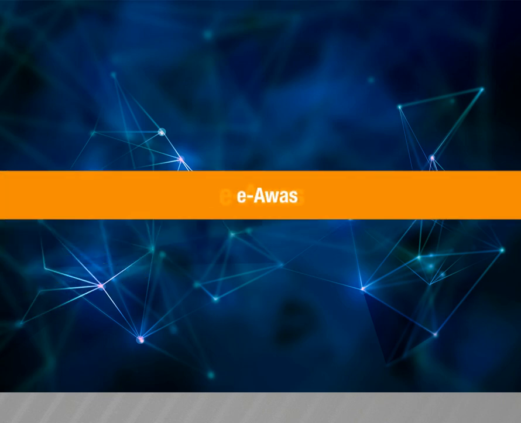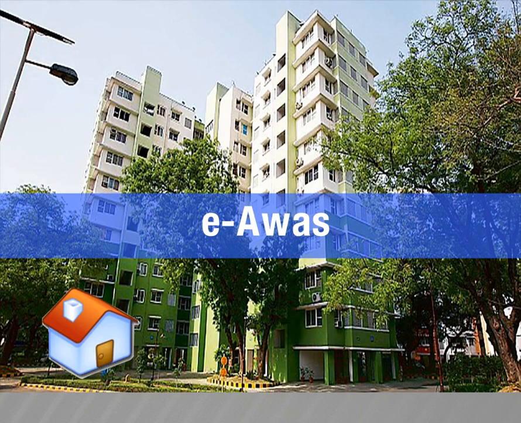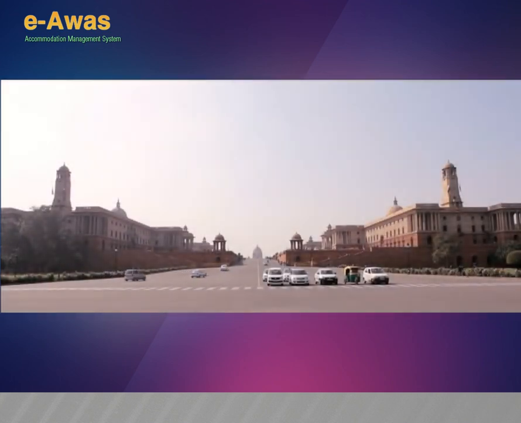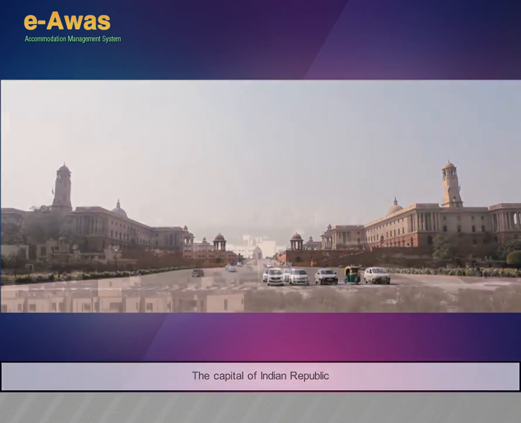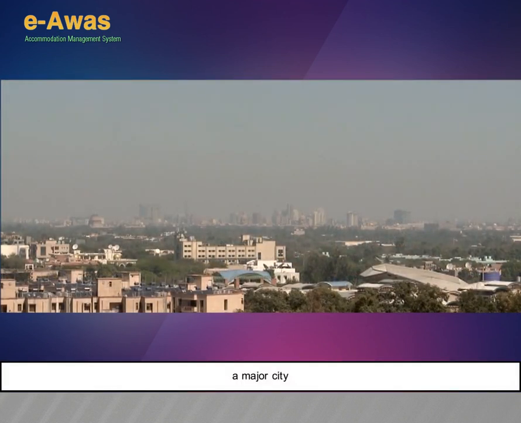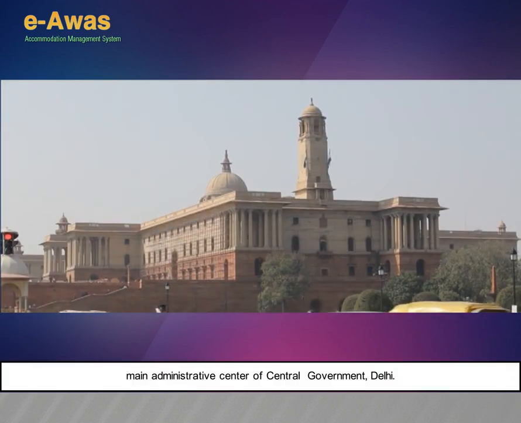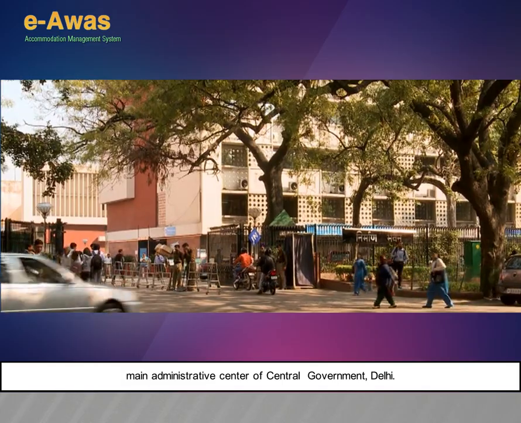e-Awas. In this video, we are going to see about e-Awas. Delhi is the capital of the Indian Republic, a major city, and the main administrative center of the central government.